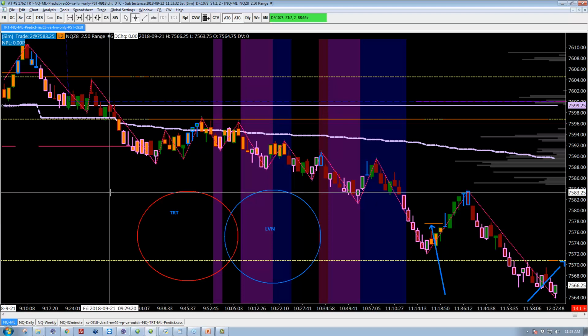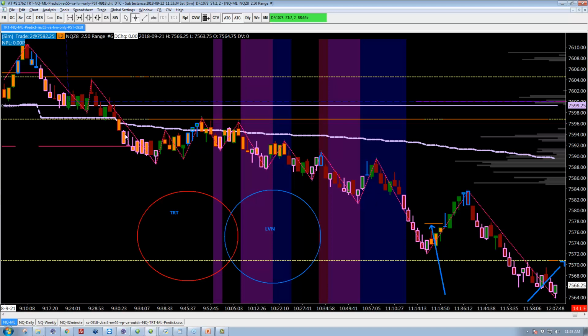It's the same issue that we see right here. This is thrashy and ugly, and I want to stay away. This is very typical point of control behavior, and we're using the point of control as the way to understand that this is a place to stay away from. Give me a low volume node, and I'm all over it. But if there's a lot of volume trading there, then I want to stay away.